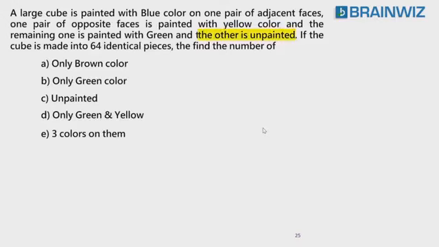I want you to do one more question. How this question is slightly changed. This is an extra thing. This is a new thing. Please try to do this question, everybody.